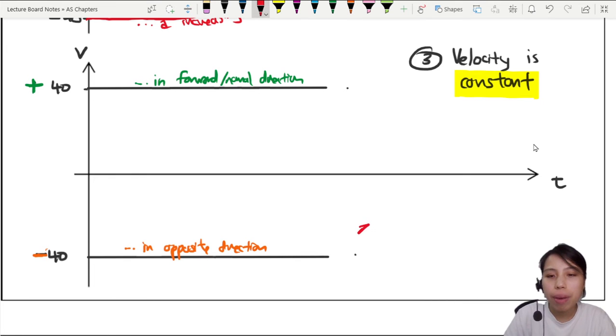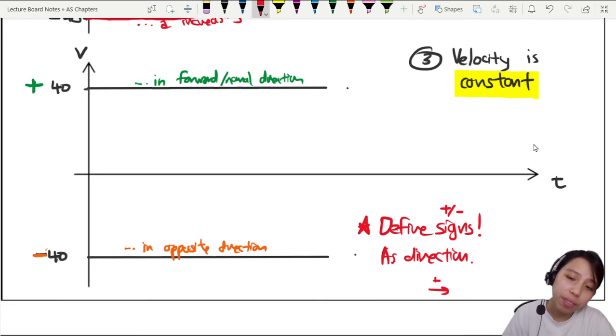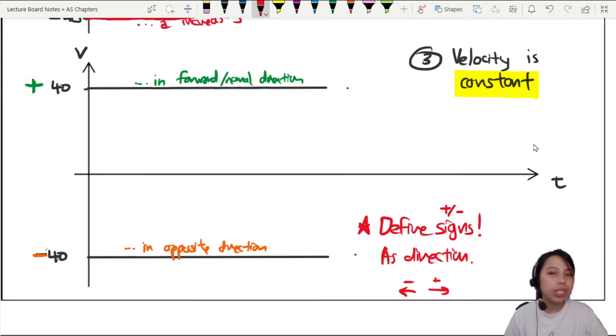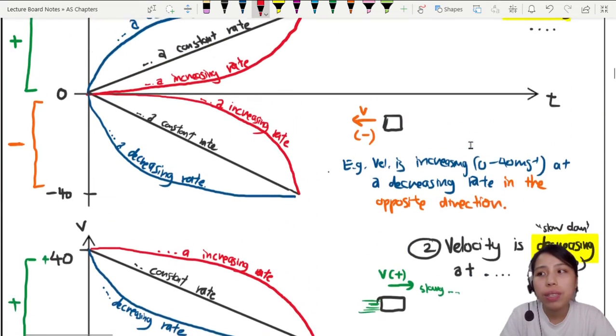So once again, a reminder, you define the signs. Your plus, your minus, you choose. The sign is the direction. Oftentimes, we choose to the right as positive, whatever to the left as negative. So it's just telling you negative or positive. Alright, let's look at one or two quick examples of how you can apply all this description.